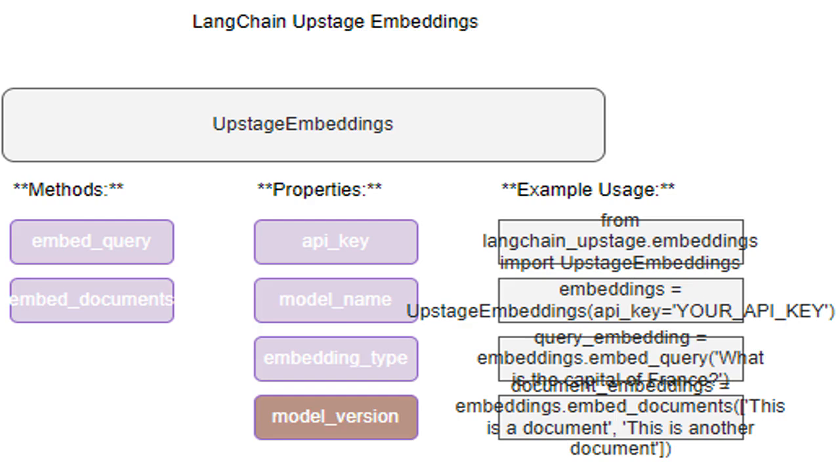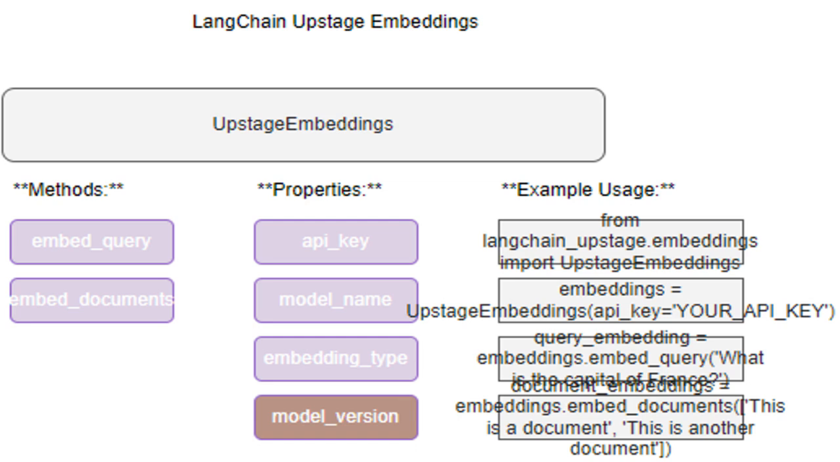Upstage embedding service. API call. Sends requests to Upstage's embedding service to perform embedding operations. Upstage embedding service. External service. Provides embedding functionality via an API. The Upstage embeddings class interacts with the Upstage embedding service through API calls. It sends text or documents to the service for embedding and receives back numerical representations of the input.